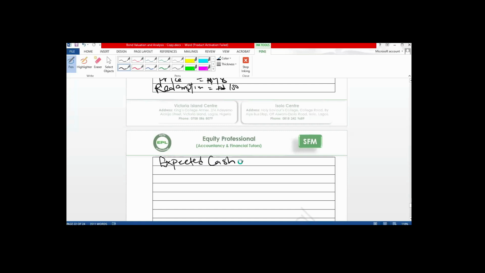Expected cash flows. One, annual interest. That is 6% of face value. That will give us 6 naira in year 1. So annual interest again.